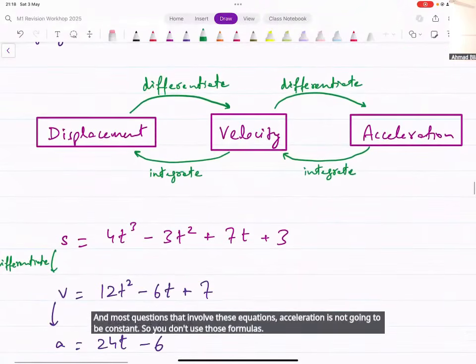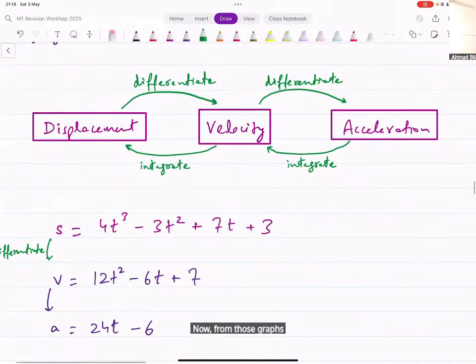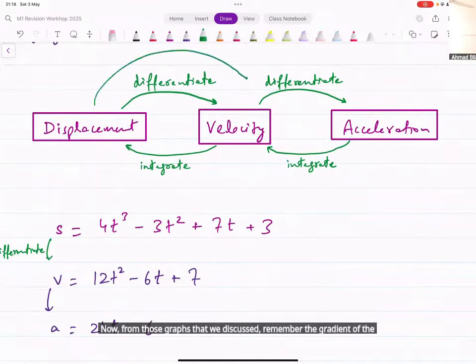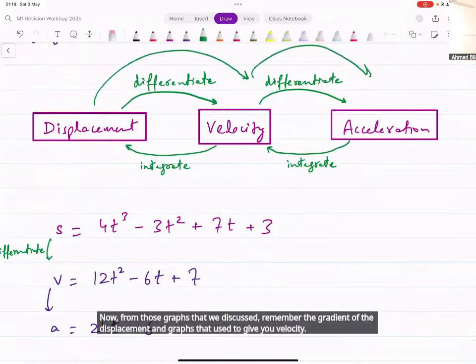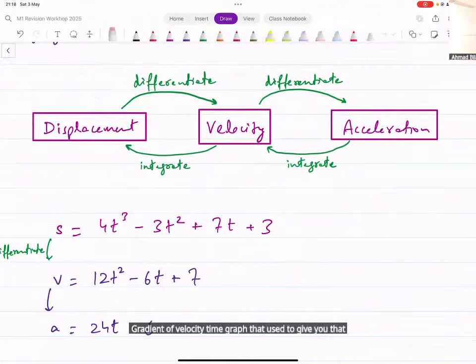Now, from those graphs that we discussed, remember the gradient of the displacement line graph that used to give you velocity, gradient of velocity line graph that used to give you acceleration.